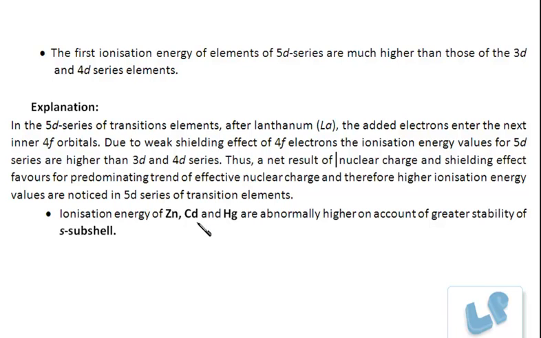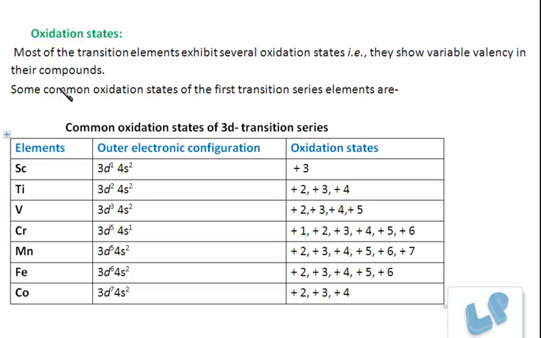Now let's see the oxidation states shown by the transition elements. Most of the transition elements exhibit several oxidation states. That is, they show variable valency in their compounds. See some of the common oxidation states. Now here students remember scandium shows +3 oxidation state. Scandium, yttrium, lanthanum, they all show +3 oxidation state, and their compounds are white. They are colorless.